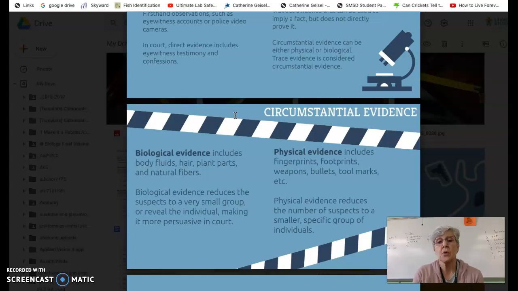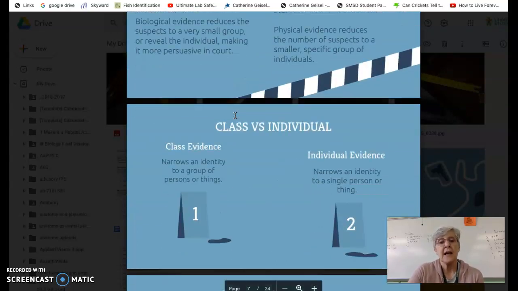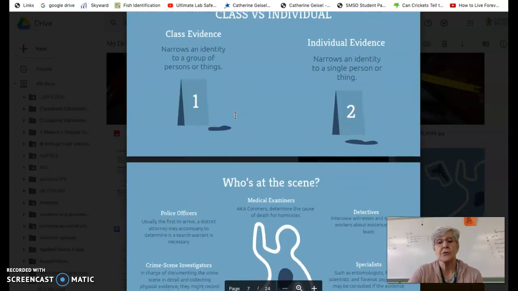Physical evidence is like fingerprints, footprints, weapons, tool marks, etc. It reduces the number of suspects to a smaller group of individuals. So most physical evidence is considered to be class evidence. We've talked about that before. Class evidence narrows it to a group of persons. Individual evidence narrows it to a single person or thing.